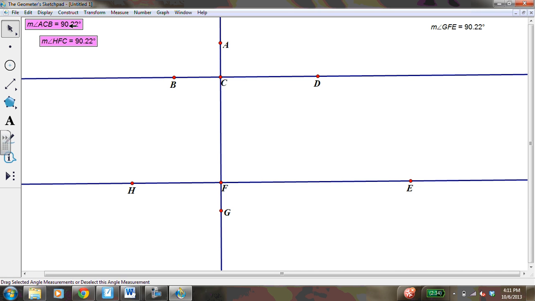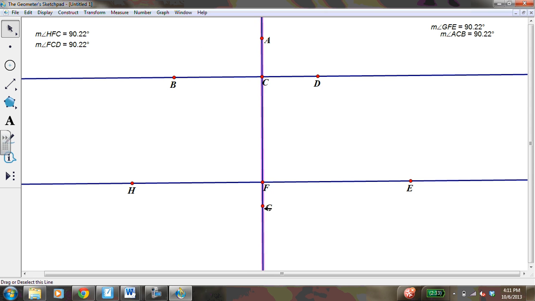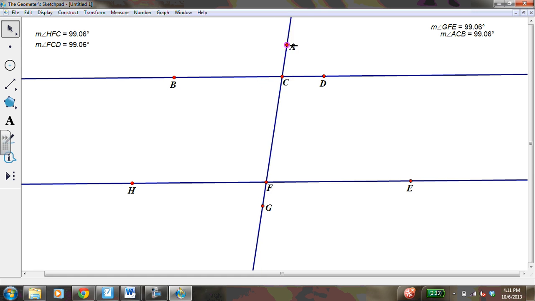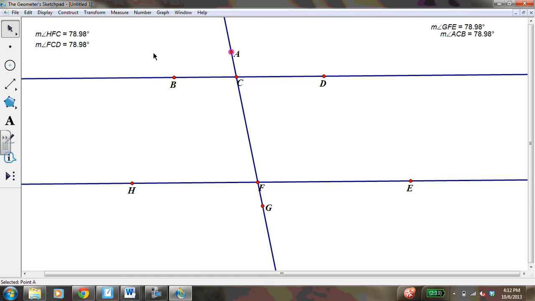Now let's look at alternate interior angles. I'll use HFC, because that's an interior angle, and its alternate, which would be FCB. Notice, these two angles, the alternate interior angles, are also the same. And no matter how I move the points, the angles are going to be the same. So alternate interior angles are also congruent.